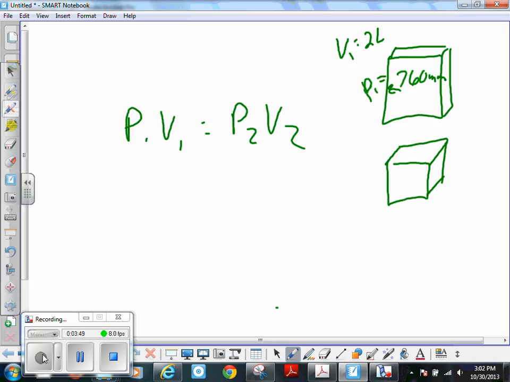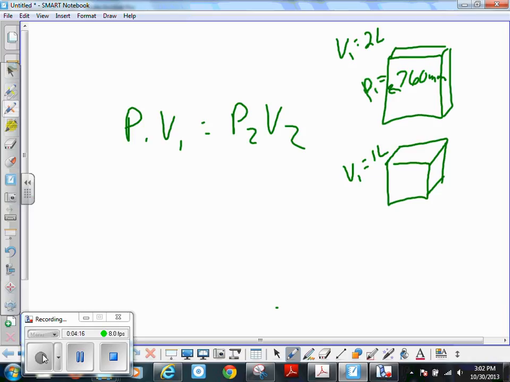Let's say that I have squished this cube down to 1 liter. Well, what's going to happen to the pressure, do you think? Can you do that math in your head? We have half the space to float around in. What do you think it's going to do to the pressure? It'll increase. By how much? Some of you are probably thinking it'll be increased by a factor of 2. That's a good guess. Now let's see if that's right.